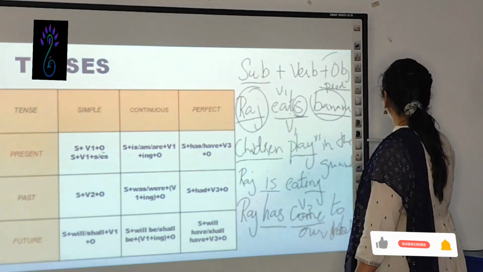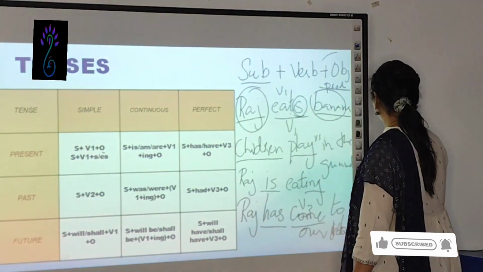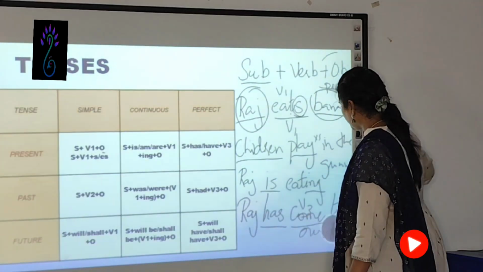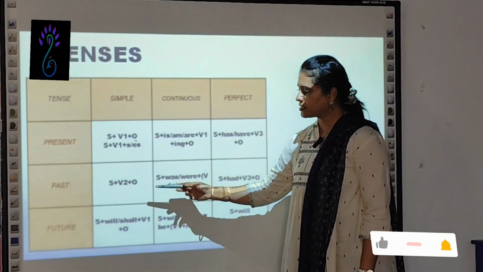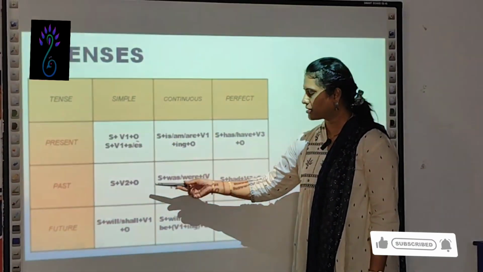Then we'll take the same example and move on to past tense. Next it is past tense.